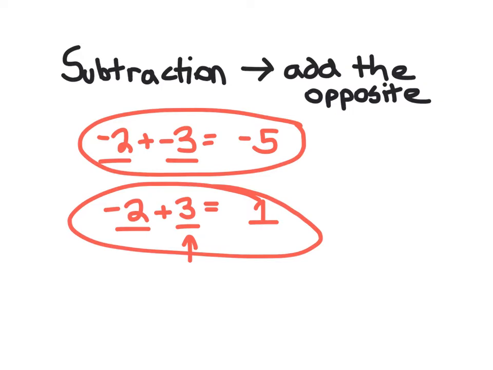Just as a side note, remember your rules for adding and subtracting are completely different than multiplying and dividing, okay? When you're multiplying and dividing integers, whenever you multiply or divide two numbers with the same sign, you'll get a positive. Whenever you multiply or divide two numbers with different signs, you'll get a negative. So again, adding and subtracting are completely independent rules.